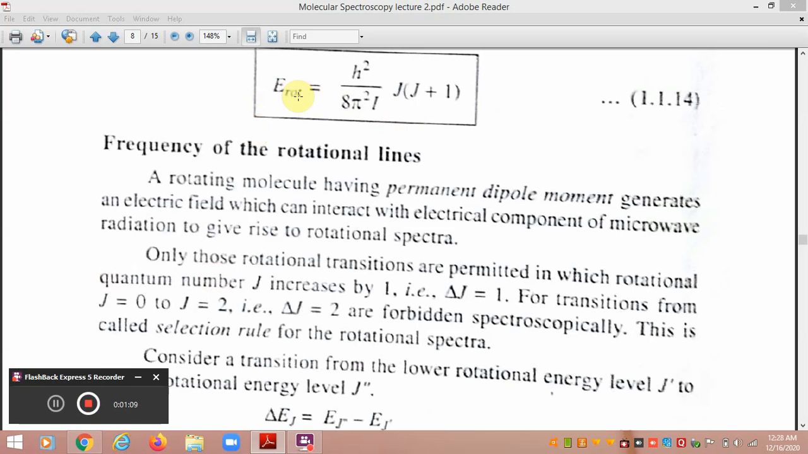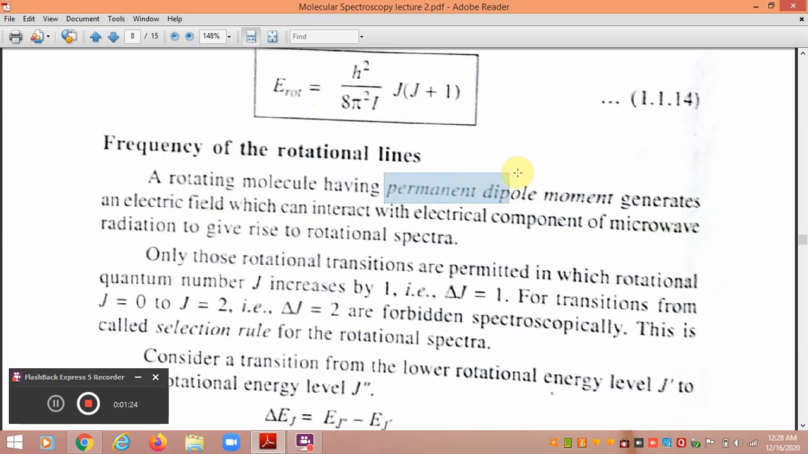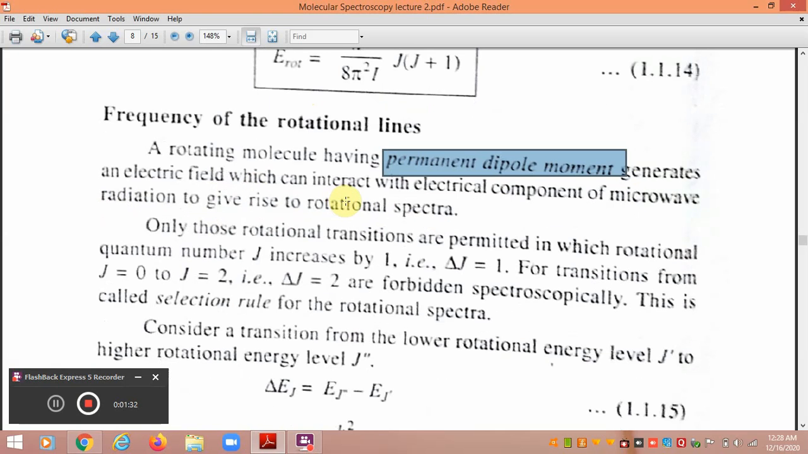So this is the rotational energy of the energy levels in the rotating molecule: h square upon 8 pi square into I into J into J plus 1. This J is called the rotational quantum number. A rotating molecule has a permanent dipole moment, because this is the necessary condition for rotational motion or rotational spectra, and hence it generates an electric field which can interact with the electrical component of microwave radiation, and that leads to the microwave spectra.